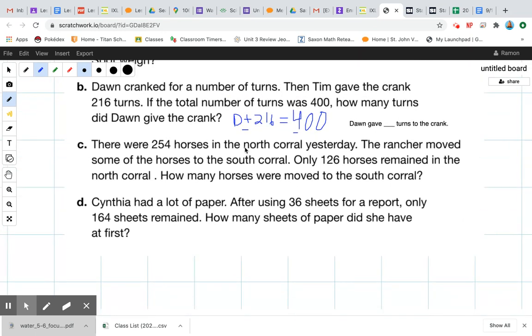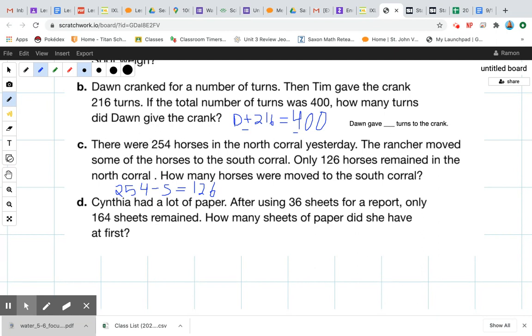For C, there were 254 horses in the corral yesterday. The rancher moved some of them to the south corral. Only 126 horses remained in the north corral. How many were moved? So we start with the given amount, 254. He moved some of them. How many? We don't know. That's for south. And after he moved them, only 126 were left. So we have to figure out what operation we are using to solve. And in this instance, the operation that we're using is subtraction.